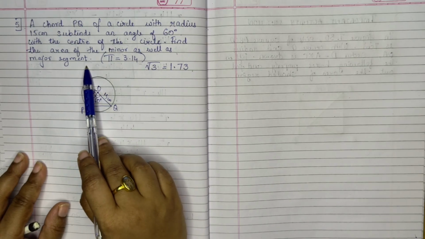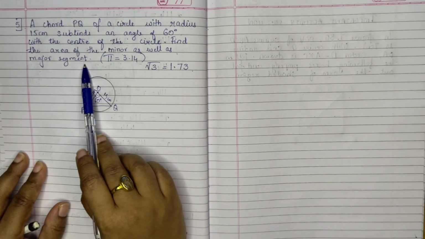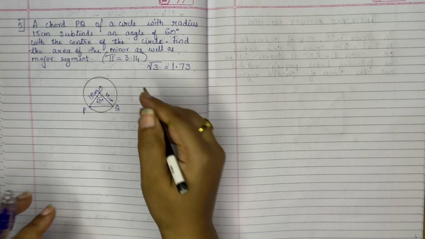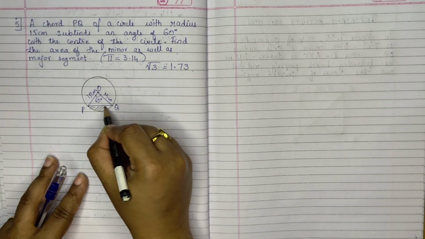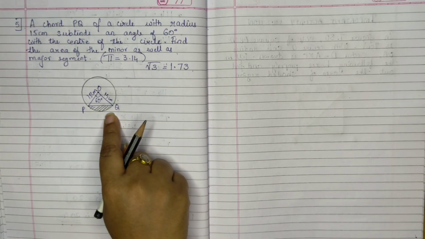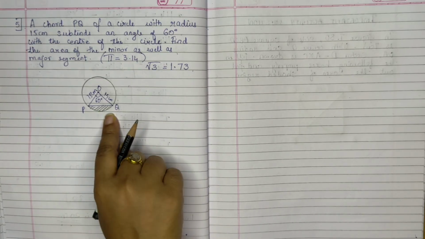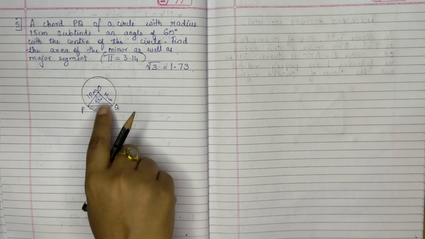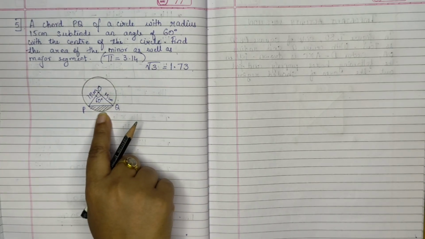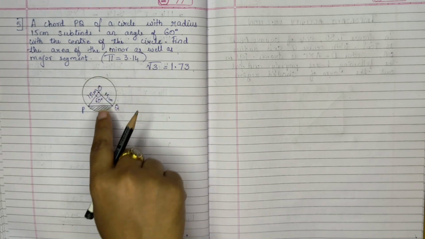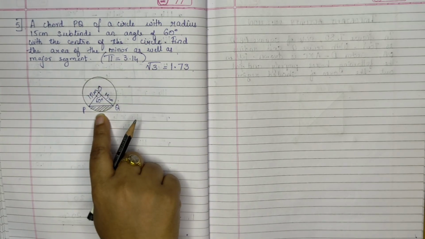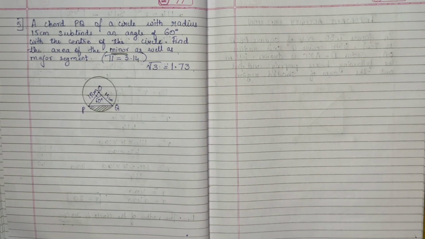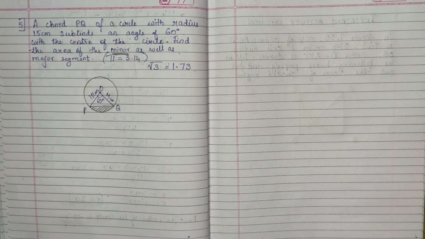So as usual, first we will find out the minor segment, this part. Then to find out the major segment, we have to find area of circle minus area of minor segment. So first, as usual, we will find out the minor segment. First we will write down whatever is given here.